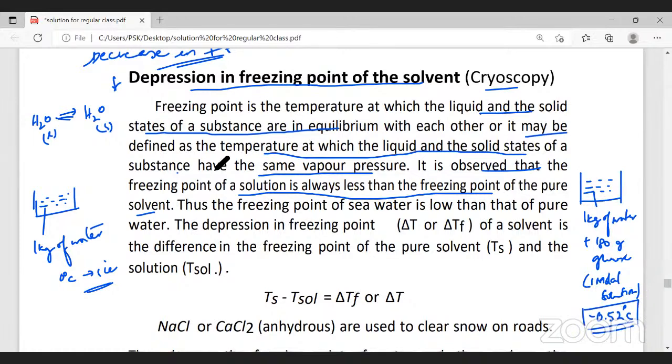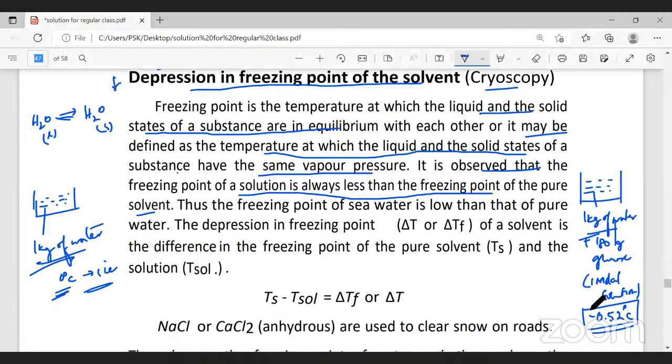See, same. Here also we have taken 1 kg of water. But here it's only water. The freezing point is 0 degrees Celsius. But when you take a 1 molar solution, there is a decrease in the freezing point. The solution freezes at minus 0.52 degrees Celsius. So this clearly shows that a solution has a lower freezing point compared to the pure solvent.